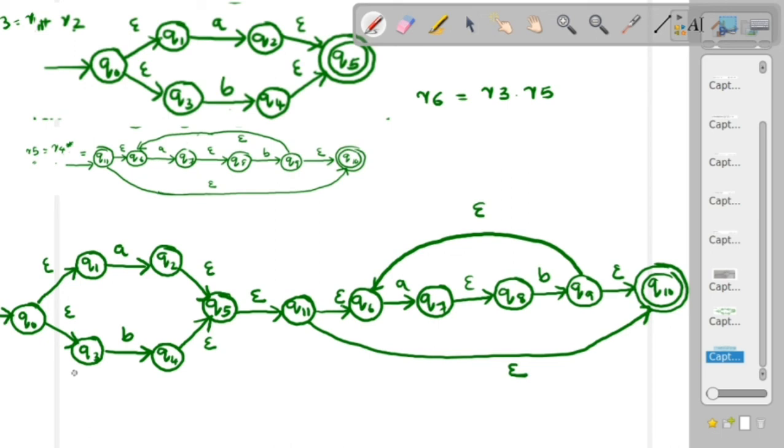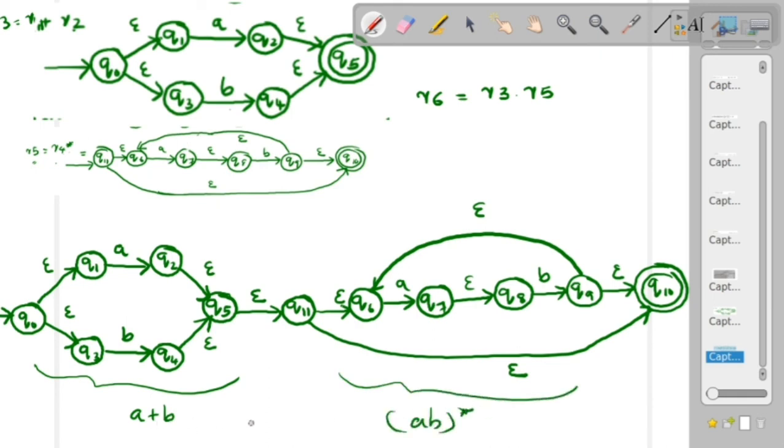Okay, so this one accepts A or B, this one accepts AB whole star. Okay, that is our epsilon NFA. So this one can accept A or B followed by AB whole star. Okay, so this is how we construct epsilon NFA for any regular expression.